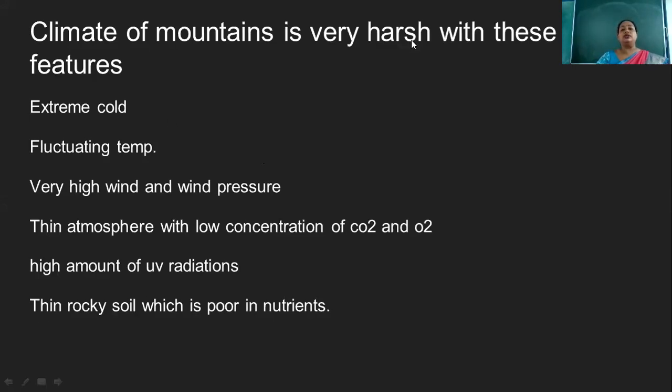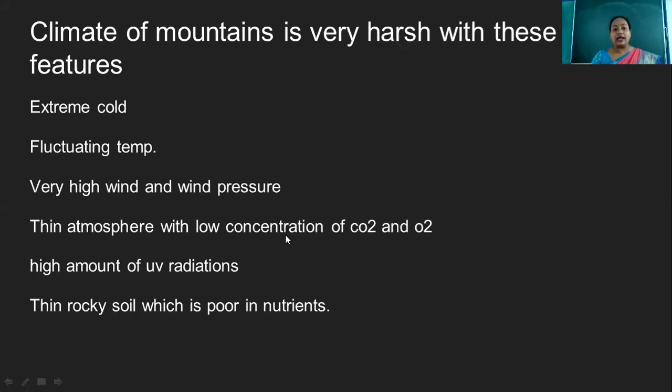So you see, the climate in the mountains is very harsh and it has certain features like extreme cold and fluctuating temperature. Fluctuating temperature means temperature rises and falls. Then there is very high wind and also wind pressure. Because the temperature is low, the pressure becomes high, and this is the reason it becomes difficult to breathe at higher altitude.